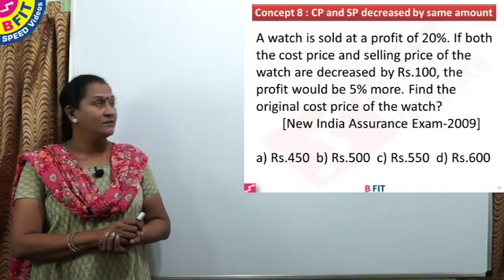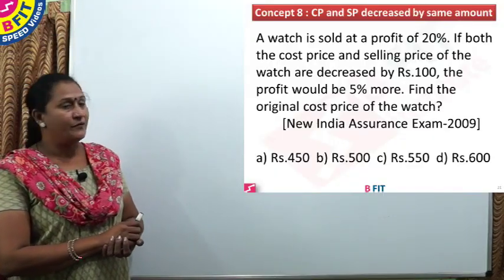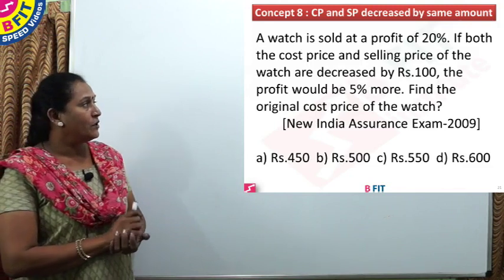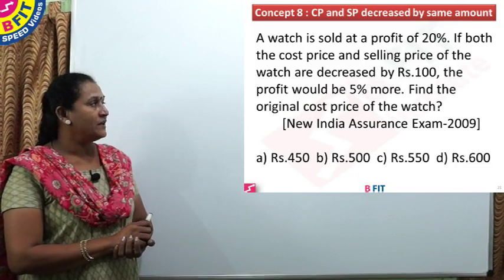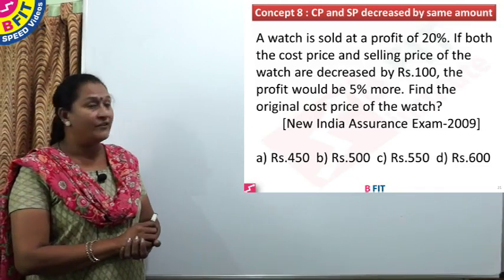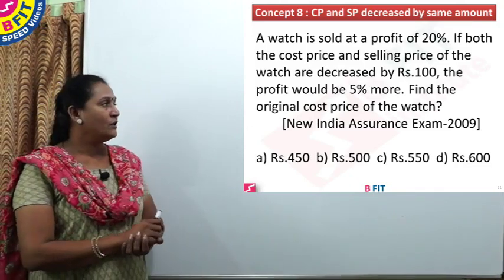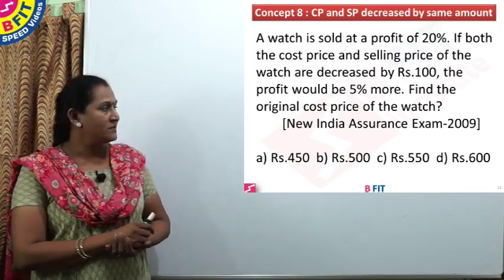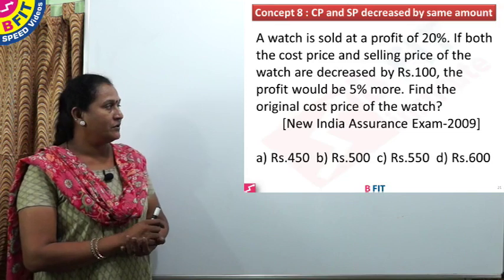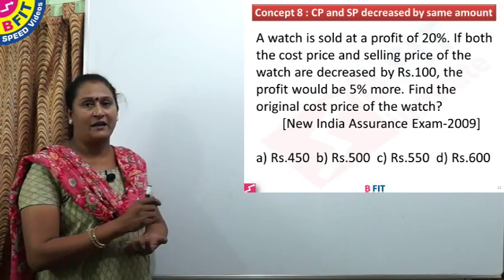So the question is, a watch is sold at a profit of 20%. If both the cost price and selling price of the watch are decreased by rupees 100, the profit would be 5% more. Find the original cost price of the watch. This question was asked in the exam New India Assurance 2009.